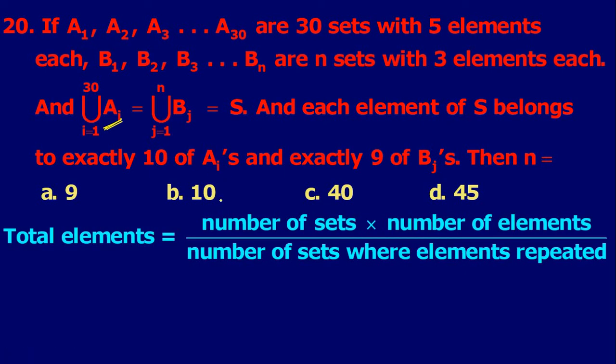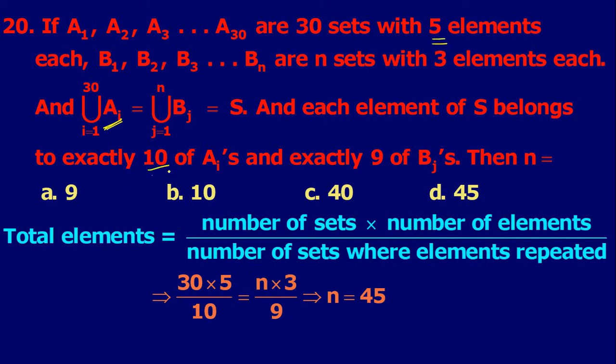So totally there are 30 sets. So we get 30 into 5. That is, in set A we have 5 elements and each element is repeated in 10 sets. Therefore total number is 30 into 5 divided by 10.